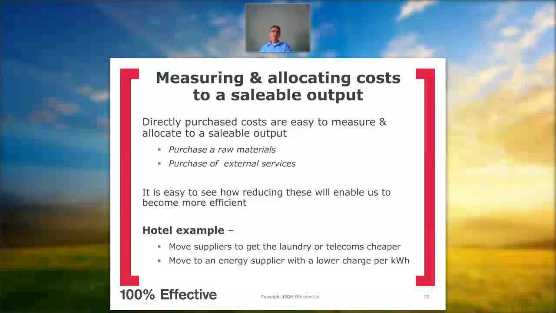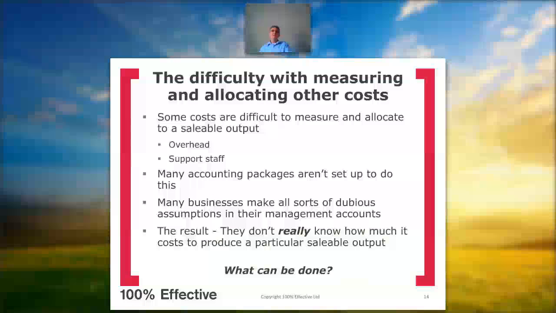In a hotel, for example, if we move suppliers to get laundry or telecoms cheaper, or if we move to an energy supplier with a lower charge per kilowatt hour, we can easily see how we'll become more efficient. But some costs are very difficult to measure and even harder to allocate to a sellable output, however. Things like overhead and support staff.